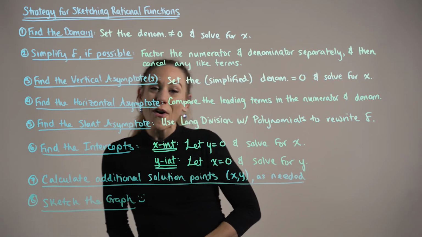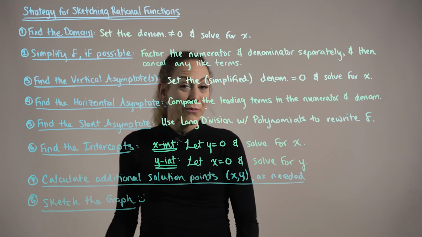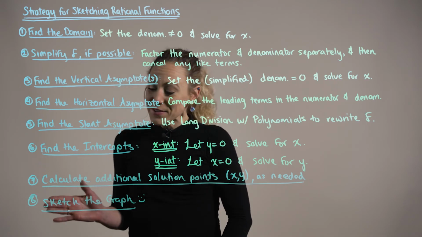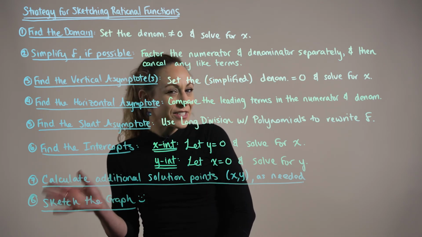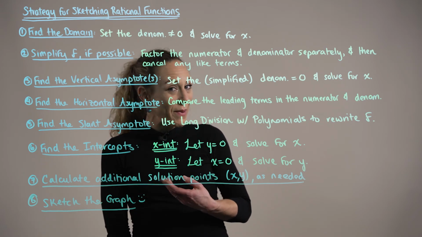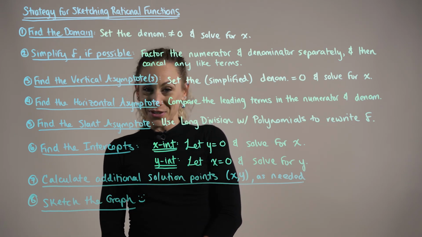And last but not least, step 8. So once we have all of these important features in step 8, we're ready to sketch the graph. And as always, once you have sketched the graph, if you're still having a difficult time visualizing what that function looks like, you can always go back to step 7 and calculate additional solution points.